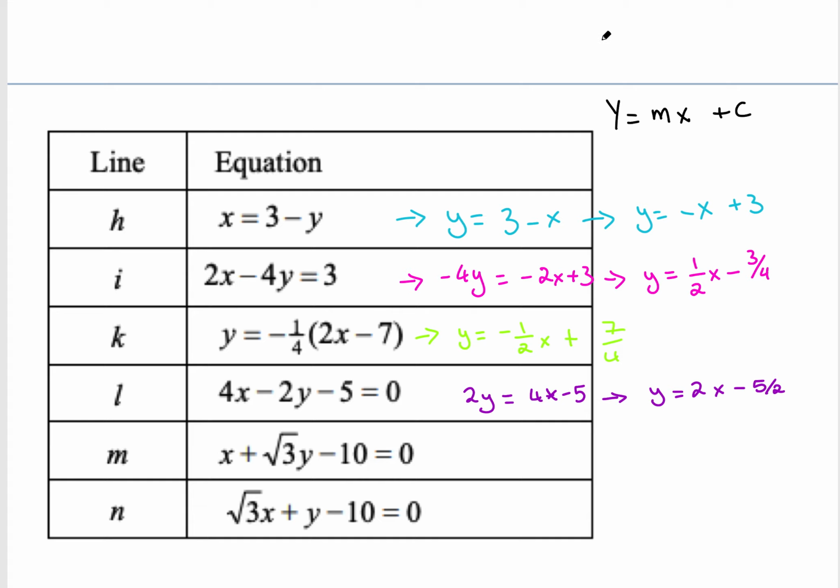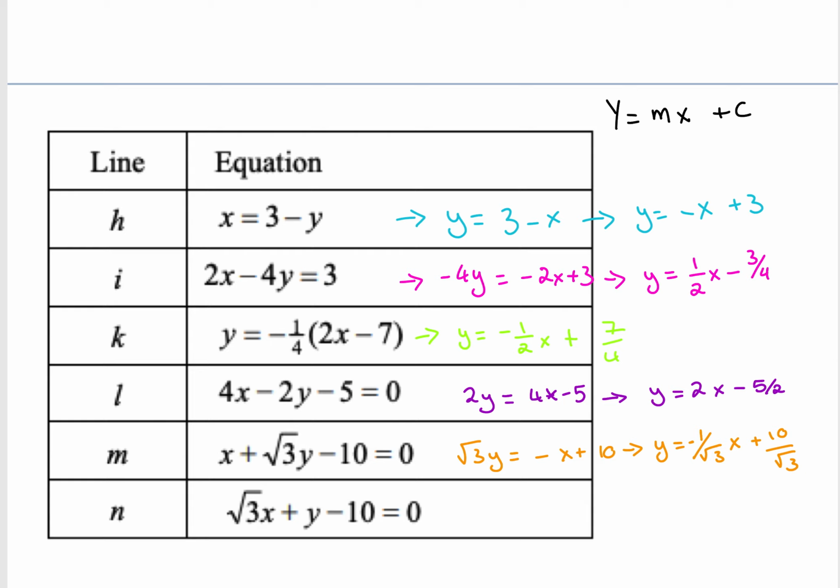Then I could have here, this one, I could rearrange this to be, let's see, so I could bring the x and the 10 over, or I could say minus x from both sides and plus 10 on both sides. So what I'm going to get is root 3y is equal to minus x plus 10, which will result in us getting y equals minus 1/root 3 x plus 10/root 3. So there we have that one.